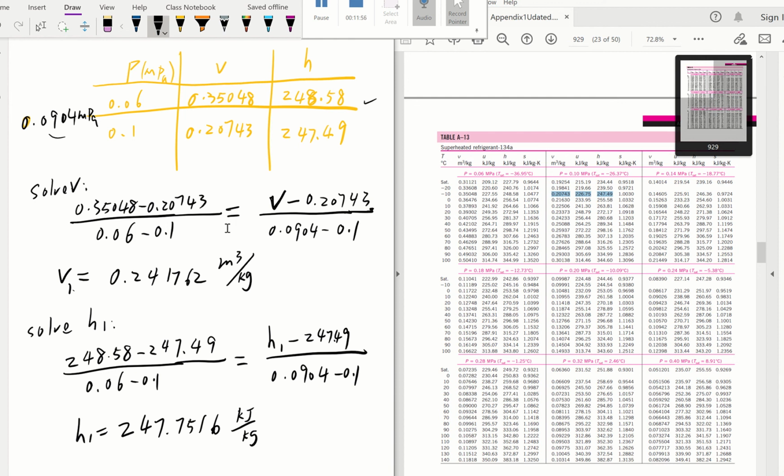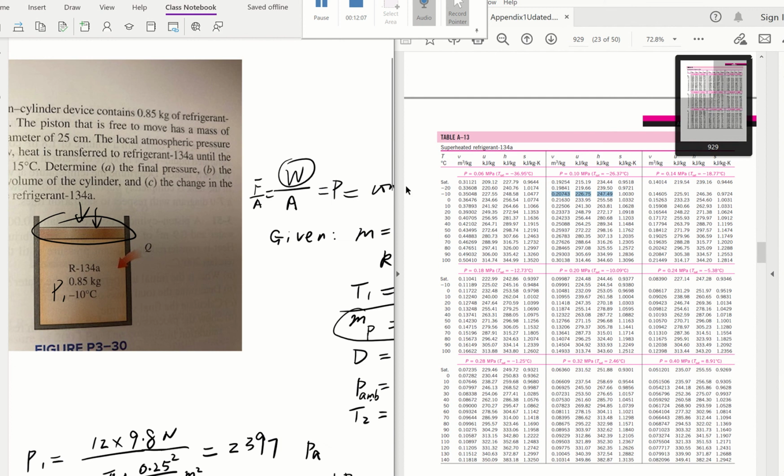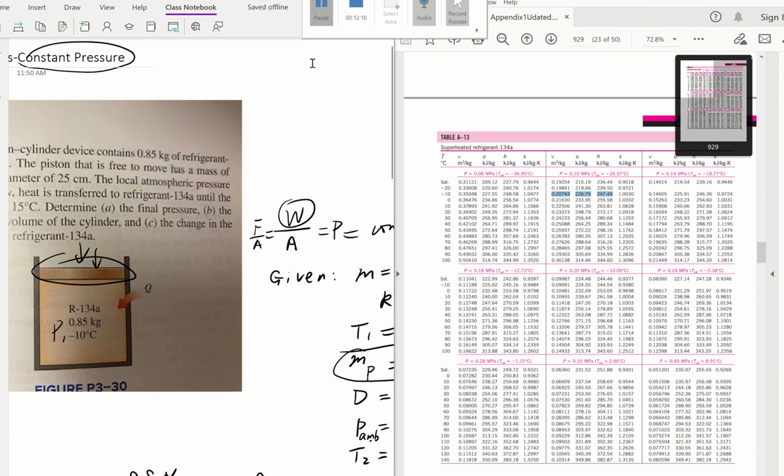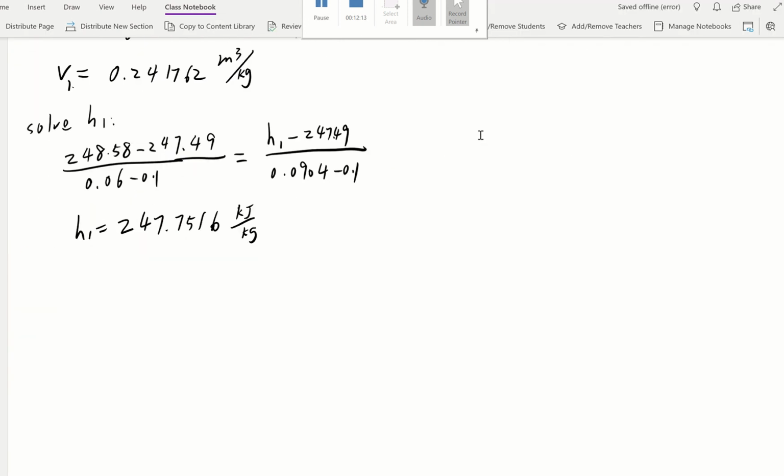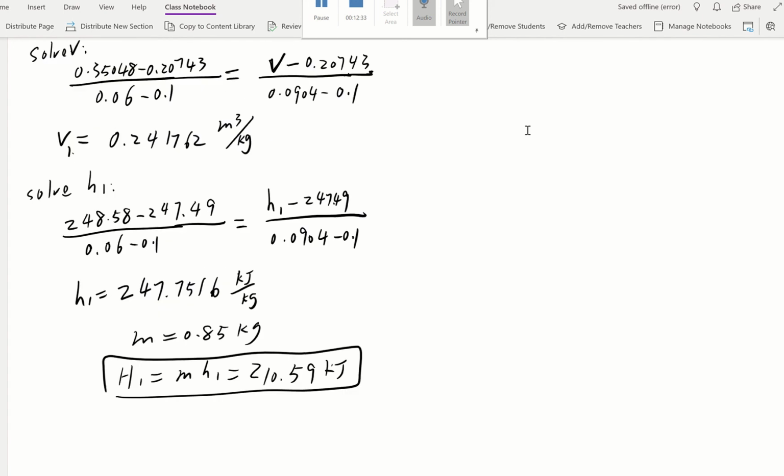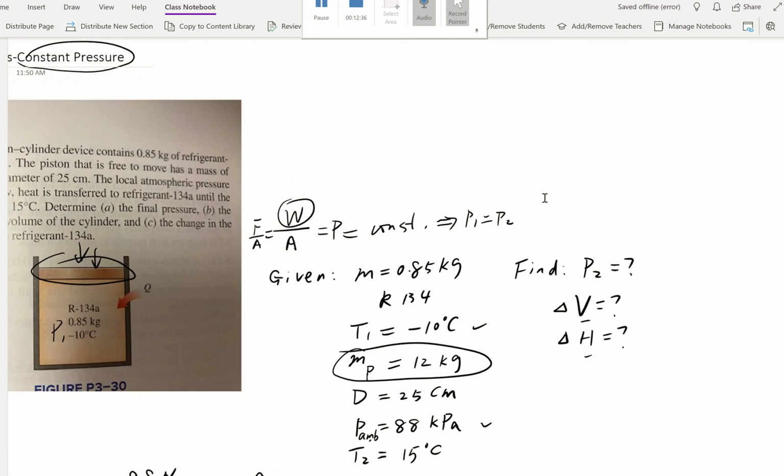So far it's really good because we're learning how to get linear interpolation across the mini table. Now remember, there's a mass given for this problem, and the mass is 0.85 kilogram. So we can figure out the total enthalpy: H1 will be mass times h1. Then we have our answer: 210.59 kilojoule. So that's our enthalpy H1.